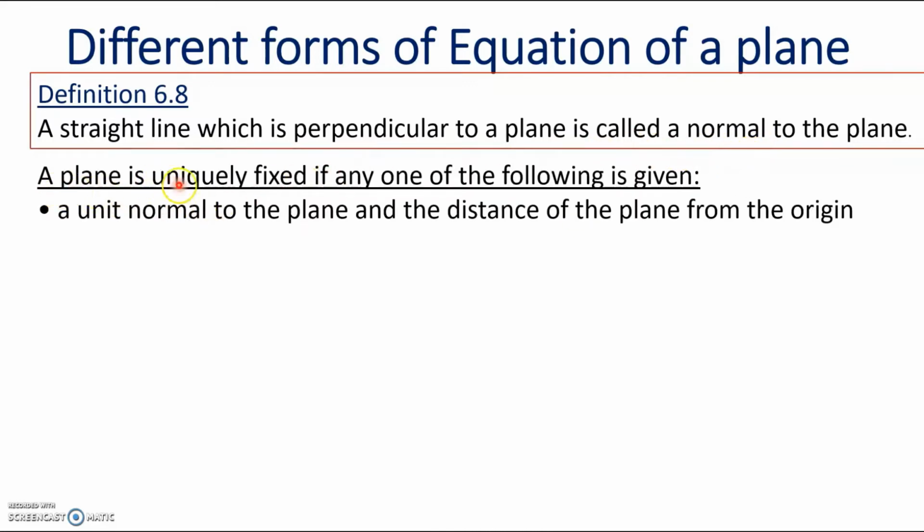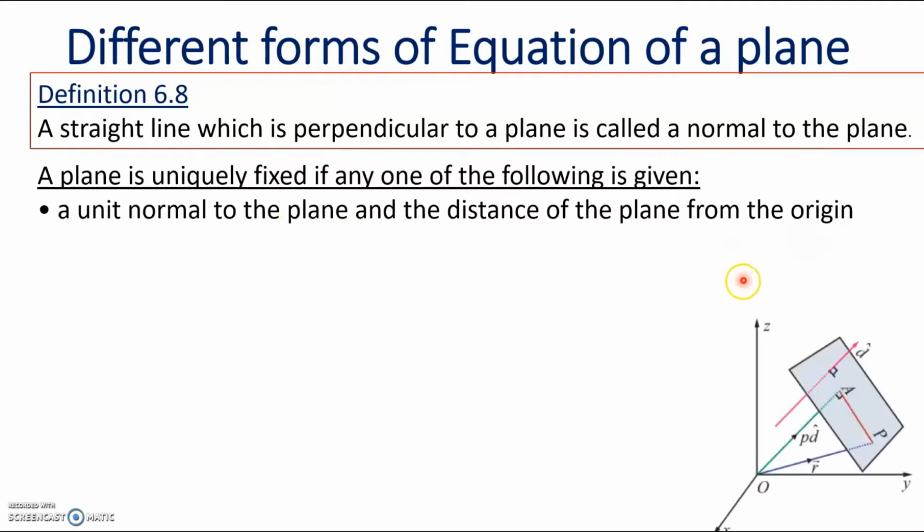Now, a plane is uniquely fixed if any one of the following is given. So we can define a plane if any of the following is given. So we are going to see some of the conditions. The first condition that we would see is a unit normal to the plane and the distance of a plane from the origin. What does that mean?